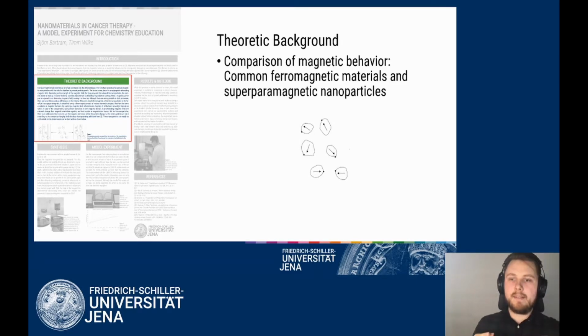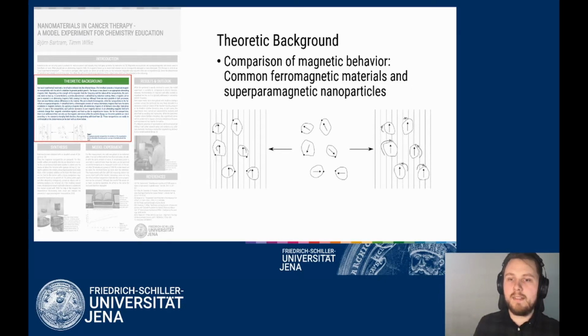Superparamagnetic nanoparticles consist of many nanoparticles, each representing its own magnetic domain. If now an external magnetic field that is strong enough is applied to them, there are two possibilities they can align their spin to the field. On the left side, you see that the spin inside the particle can just rotate. On the right side, you see the whole particle can rotate and therefore align the spin.